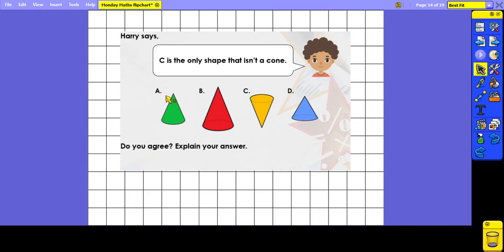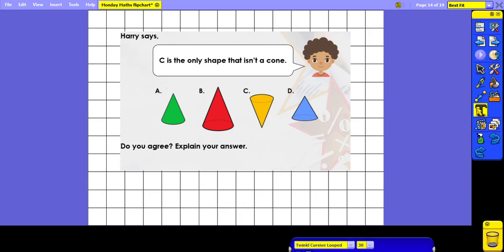Okay, so we can see straight away that shapes A, B and D definitely are cones, but C looks a little bit different. But if we look carefully, we can see that it is a cone, but it's just upside down, which is why it looks different to the rest.